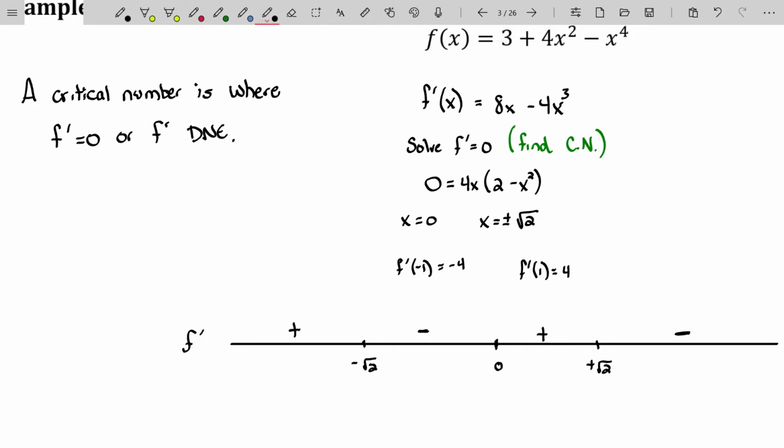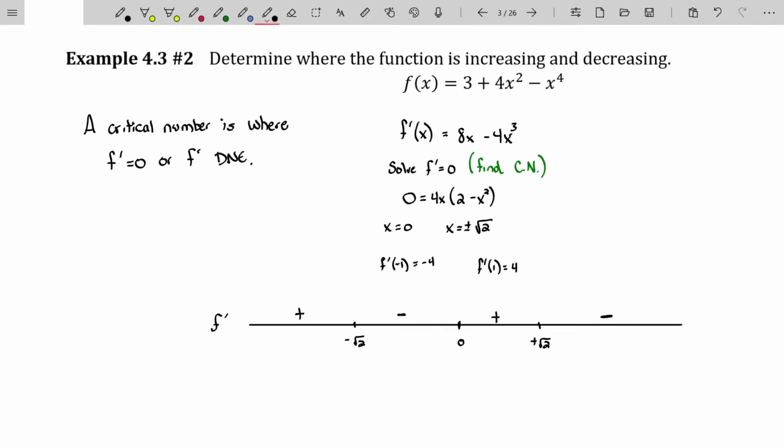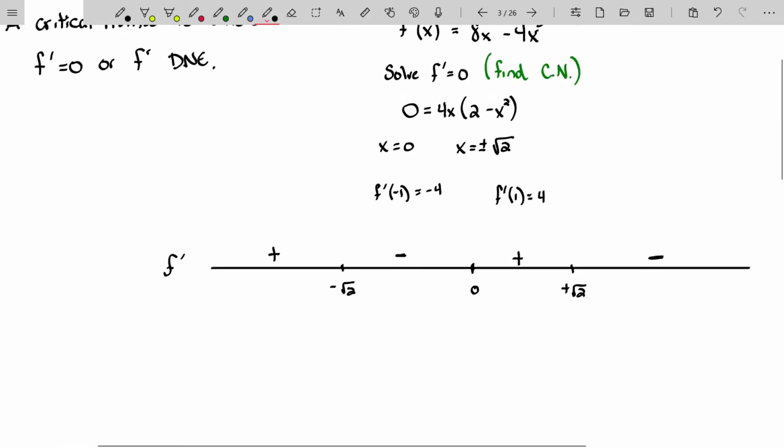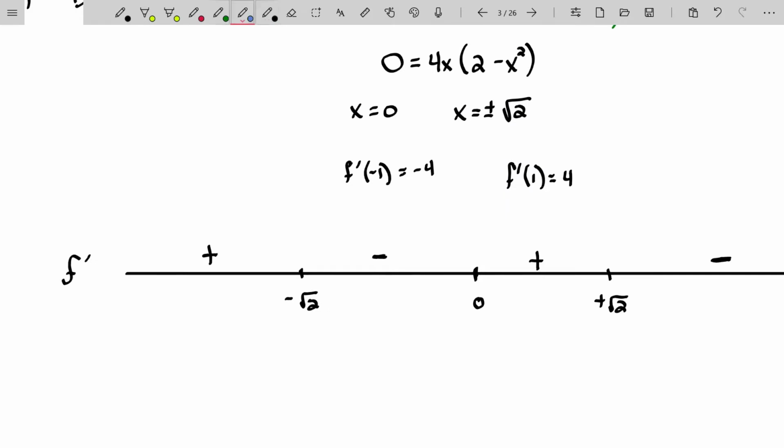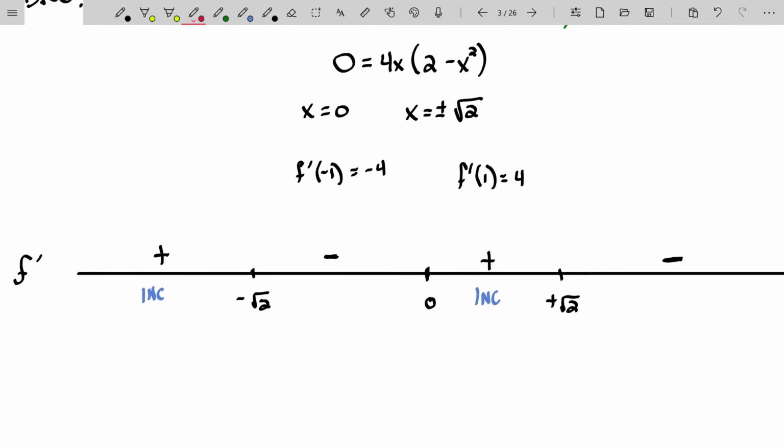So anyhow, determine where the function's increasing, decreasing. Now, what I have a habit of doing is noting on here that since the derivative is positive in this interval, we know we're increasing there. Also over here, it's increasing. And it's negative on the other 2 intervals, so we know our function is decreasing here, and it's decreasing there.